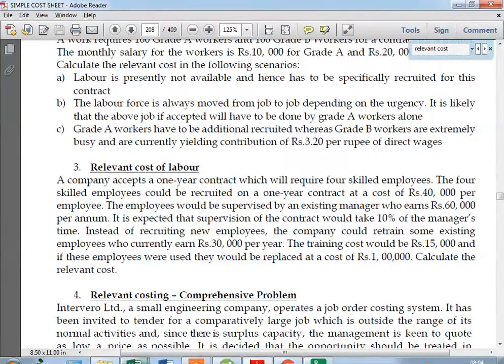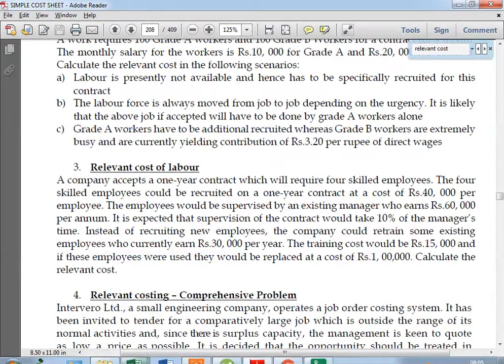How it could have been 220 is, the employees would have to be supervised by a new manager whom you have to pay 60,000 per year. This supervisor's 10% of the time would be spent on this contract. The supervisor's 10% would have to be supervised by a new manager. When you have to recruit somebody additionally for this, then it is 160 plus another 60. Technically this 10%, 20% doesn't matter.